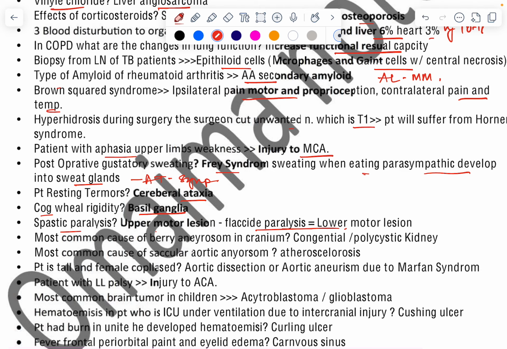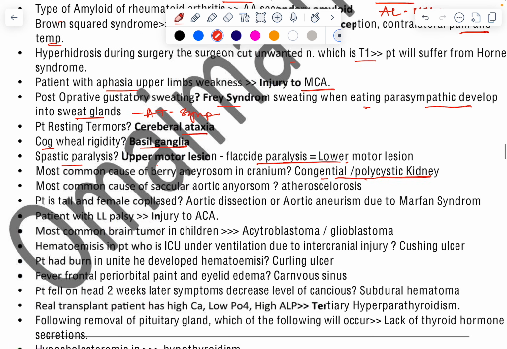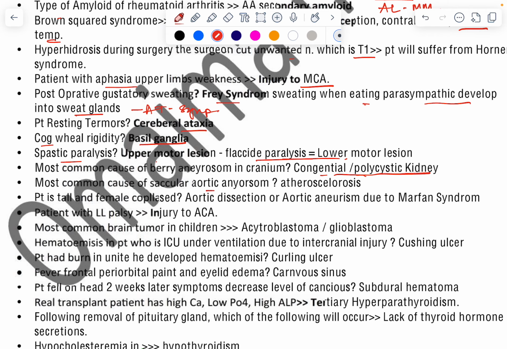The most common cause of Berry aneurysm is congenital polycystic kidney. The most common cause of saccular aortic aneurysm is atherosclerosis. A tall female who collapses with aortic dissection or aneurysm has Marfan syndrome. Left leg palsy: injury to the anterior cerebral artery, lower limb palsy. Most common brain tumor in children: astrocytoma, glioblastoma.